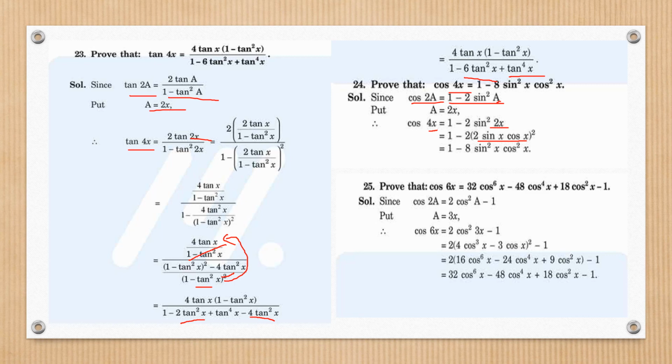Number 25 is cos 6x, and you have to change it completely to cos, so the result is completely in terms of cos. Again for cos 2x, the conversion we will use is 2 cos square A minus 1. If the angle is twice, it is half, so for 6x it will be 3x. Now it is cos 3x whole square, so I'll apply the formula for cos 3x, which is 4 cos cube x minus 3 cos x, whole square. So it is 16 cos 6x, open as (a minus b) whole square, minus 24 cos 4x plus 9 cos 2x minus 1. Open the bracket: 32 cos 6x minus 48 cos 4x plus 18 cos square x minus 1.